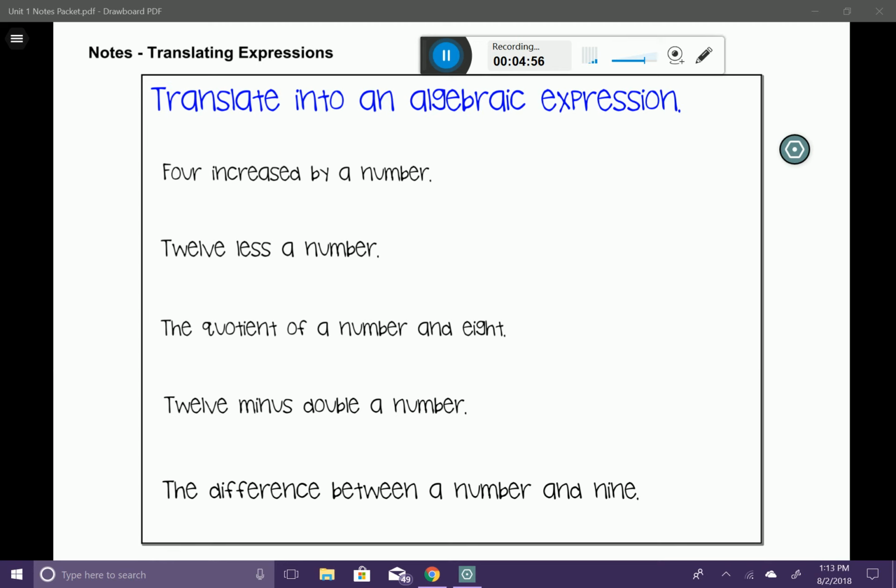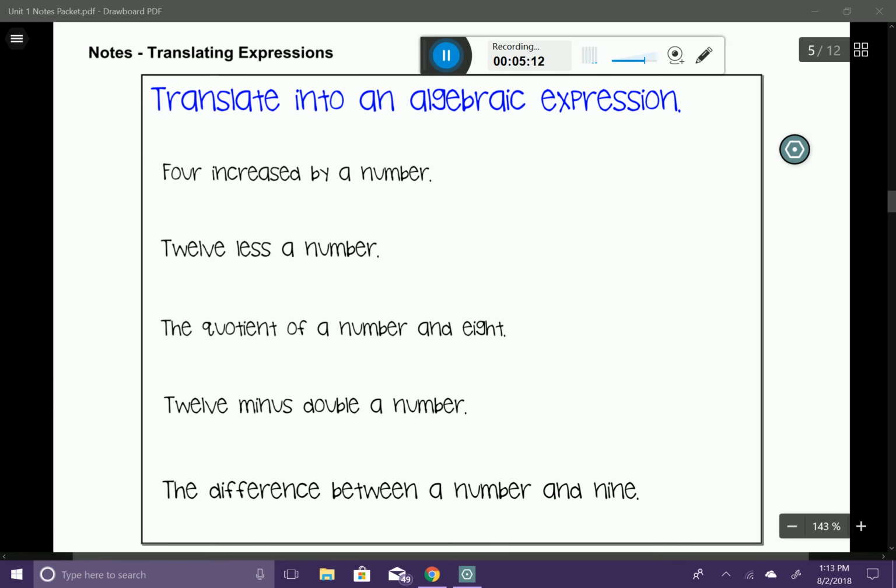So I'm going to teach you a little trick, just in case you ever run into a tricky one that you might not know right off the top of your head. I'm going to teach you this thing called annotating. And you can annotate any verbal expression and turn it into an algebraic expression. So let's look at the first one.